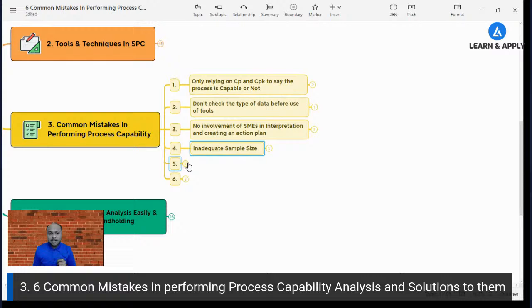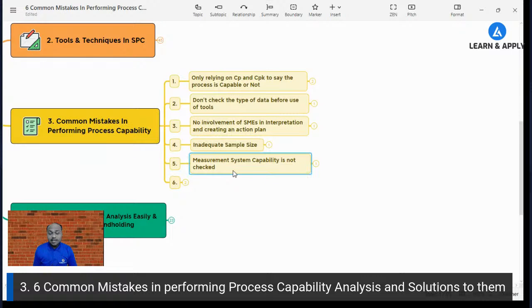Now the fifth mistake that I had seen, that measurement system capability is not checked. Now to collect the data for the process capability analysis, you are using some measurement instrument. In some cases, it can be a completely automatic device, or it can be semi-automatic, or it can be a total manual process. But irrespective of the mode of your measurement system, that measurement system must be capable. If that measurement system is not capable, it means whatever data you collect with it is not reliable.